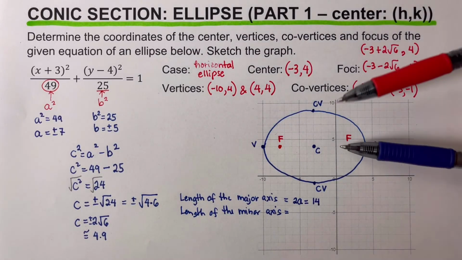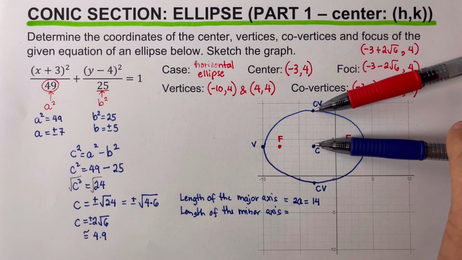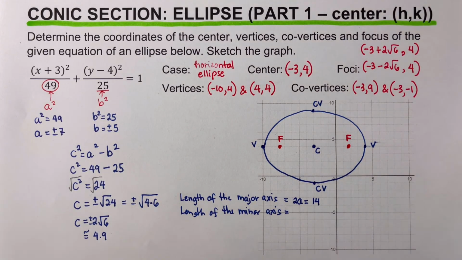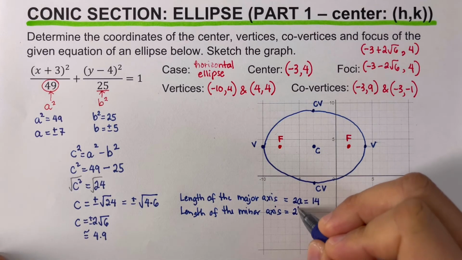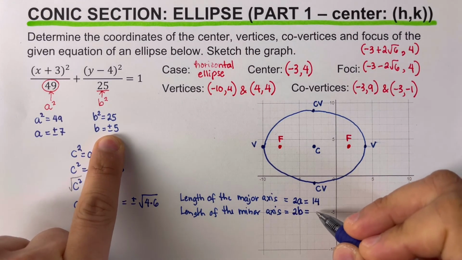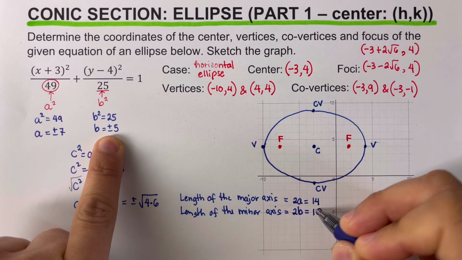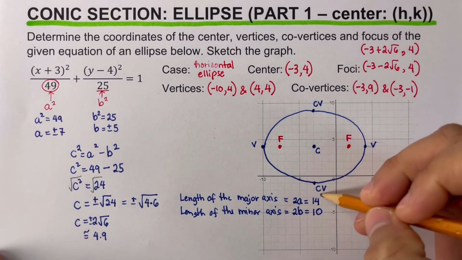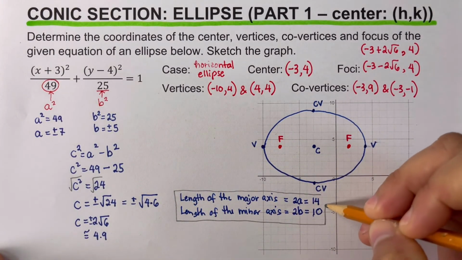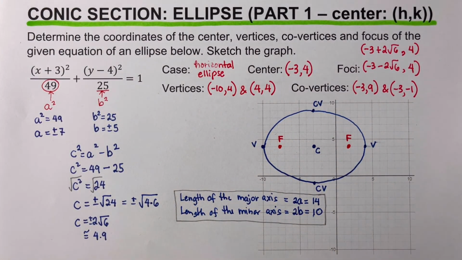The length of the minor axis would be the distance from the center to the co-vertex, which is represented as letter B. If we say minor axis, that's doubling it, so that would be 2B. So this is 2B right here. Since our B is 5, the length of the minor axis is 10. So these are the values for the length of the major axis and the minor axis for this ellipse.